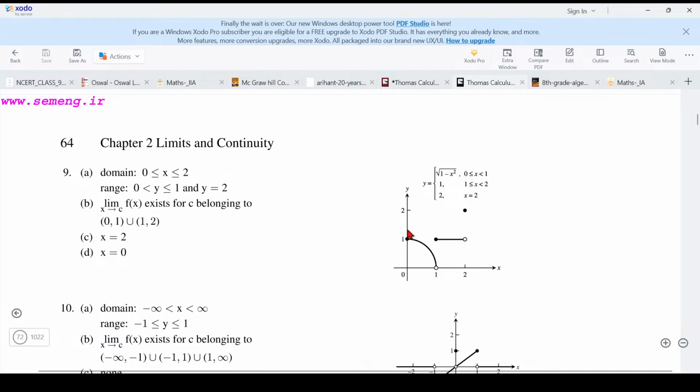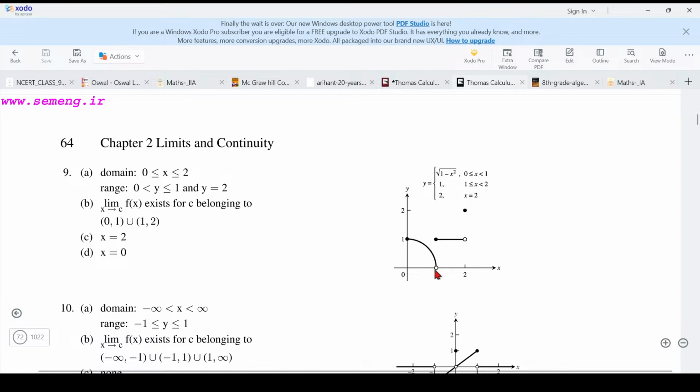We are taking only the quarter circle because x lies between 0 and 1. At the same time, y is only the positive value of that. Otherwise y could have been negative also. If it is y square equals 1 minus x square, we would be taking the negative value also. But y is the root of this thing, that's why y is only positive. That's why we are taking only the upper part. Agreed?